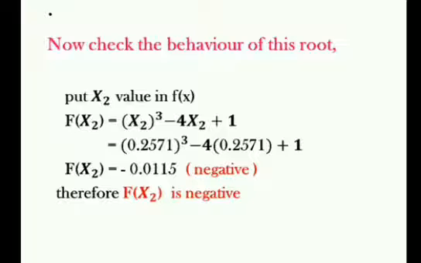Put the x2 value in f of x, that is, x is replaced by x2, so f of x2 is equal to x2 whole cube minus 4 into x2 plus 1. Already we know x2 is equal to 0.2571. Substituting this value, we get 0.2571 whole cube minus 4 into 0.2571 plus 1. Simplifying, we get minus 0.0115. That is, f of x2 is negative.